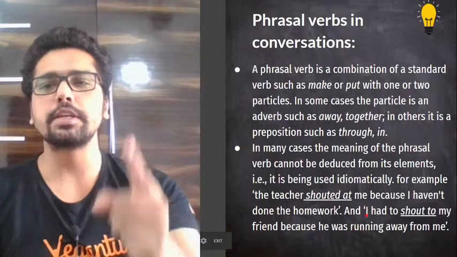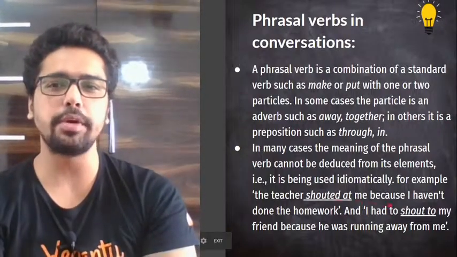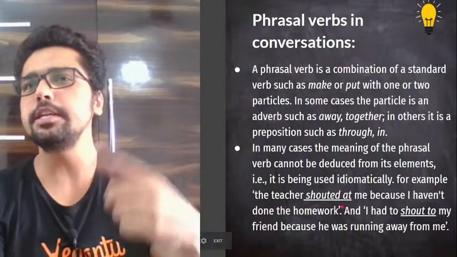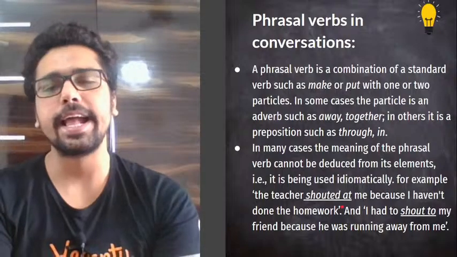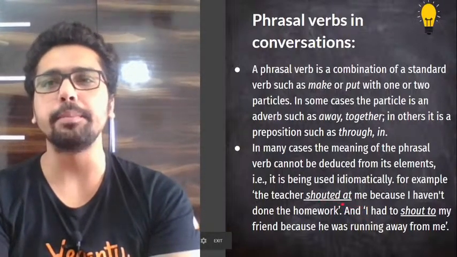So look at this here. For example, if I say shout at, so if I say the teacher shouted at me because I haven't done the homework. So shout at means the teacher is angry, and the teacher is shouting at someone, and that's what the meaning of the phrasal verb shout at is.